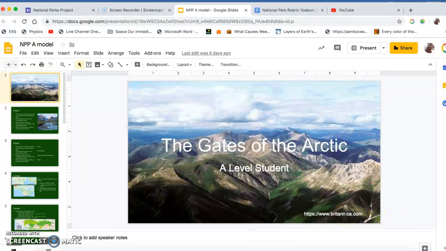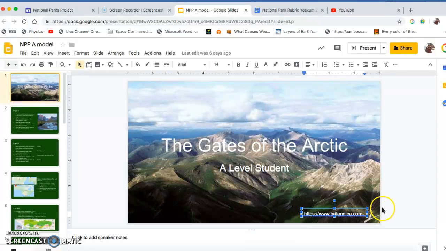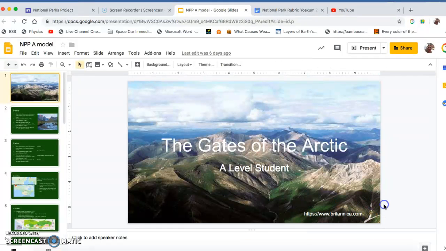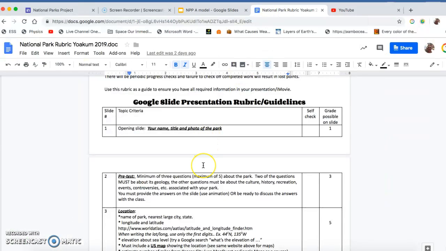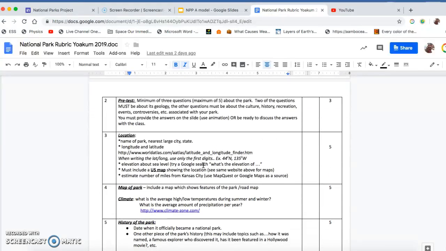And here's the one thing I would comment about this student's work. The citation isn't fleshed out enough. I need to know precisely where on Britannica this photo came from. So there should be more to this URL than is there. But excellent work. Okay, so next slide should be a pretest.